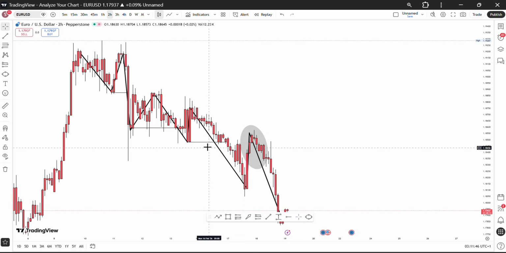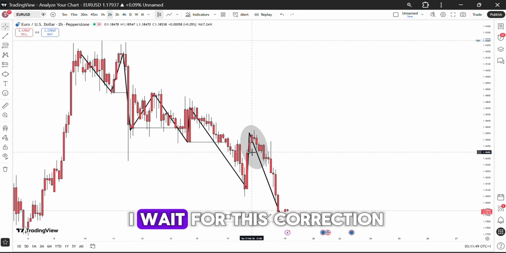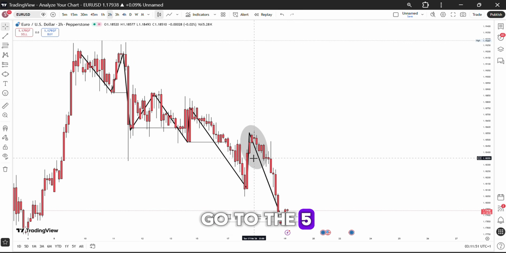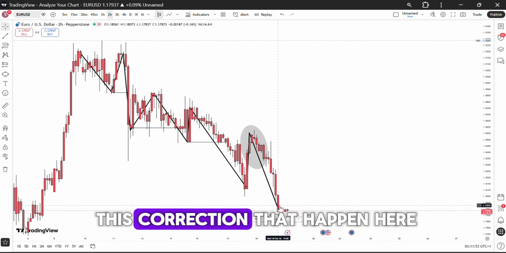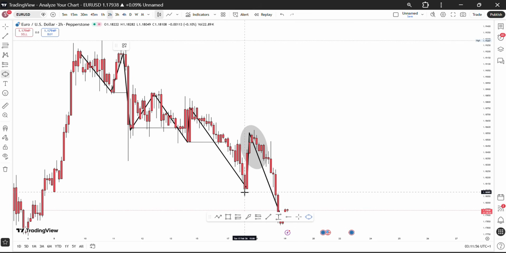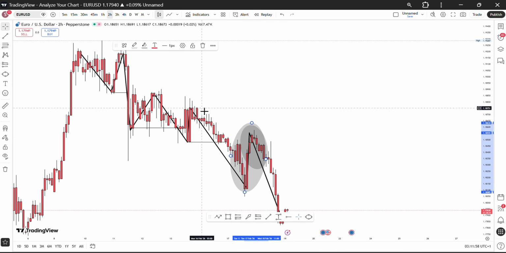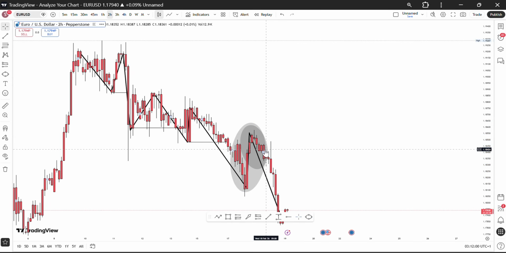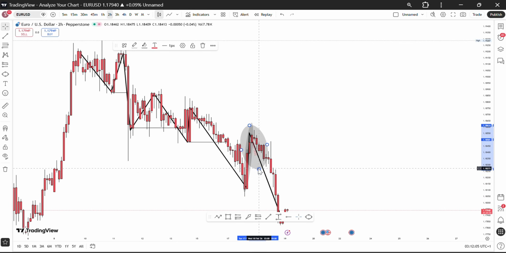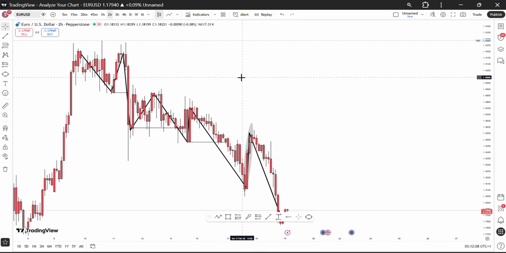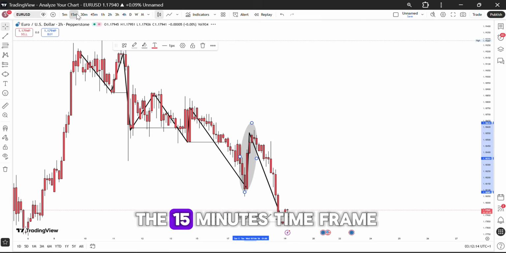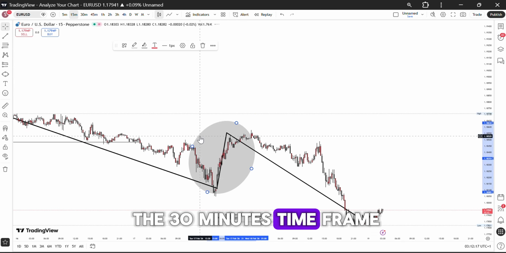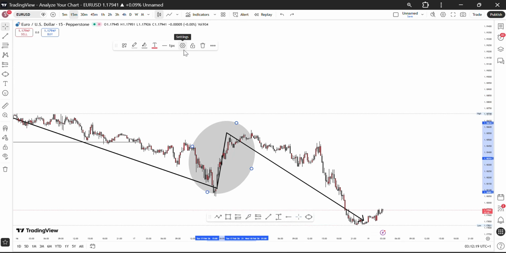After I see this structure got broken, I wait for this correction. So you have to go to the 5 minutes, 15 minutes or 30 minutes for this correction that happened here. So I did the same. I went to the 15 minutes time frame. You can go to the 30-minute time frame for a clear picture.